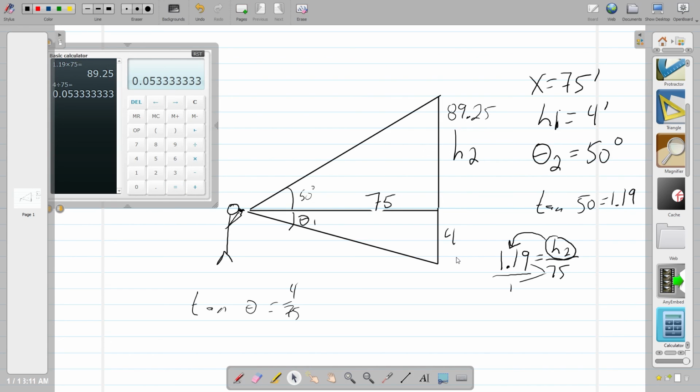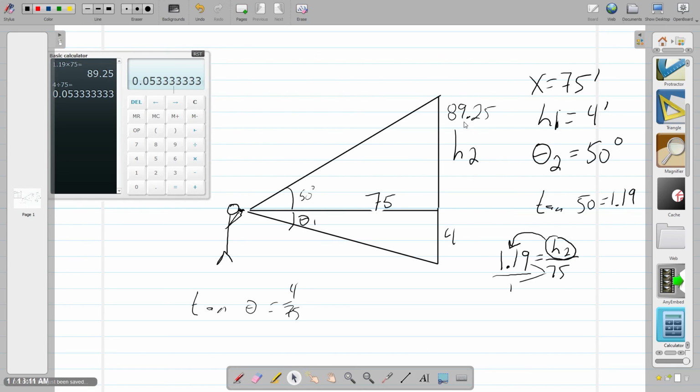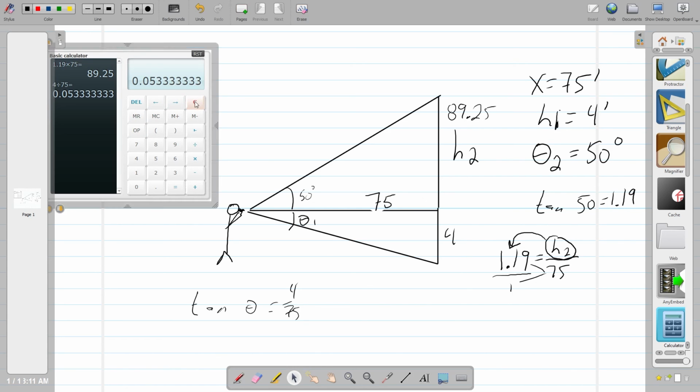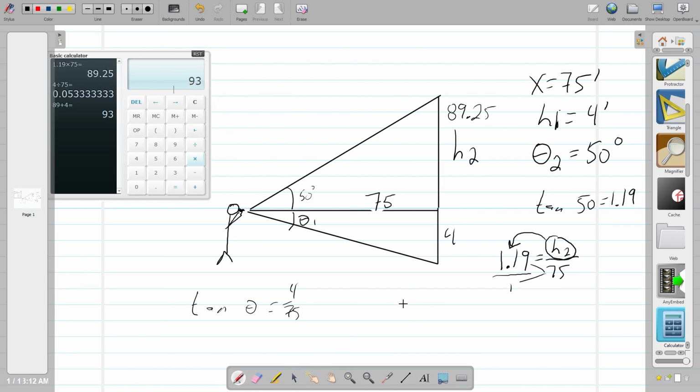The whole point was to find the height of the tree. So 89.25 plus 4 would be 93.25. So the height of the tree is 93.25 feet tall. Approximately, because again, I rounded it.